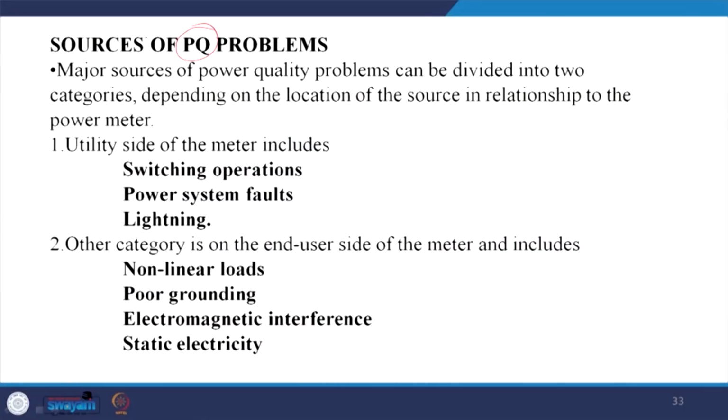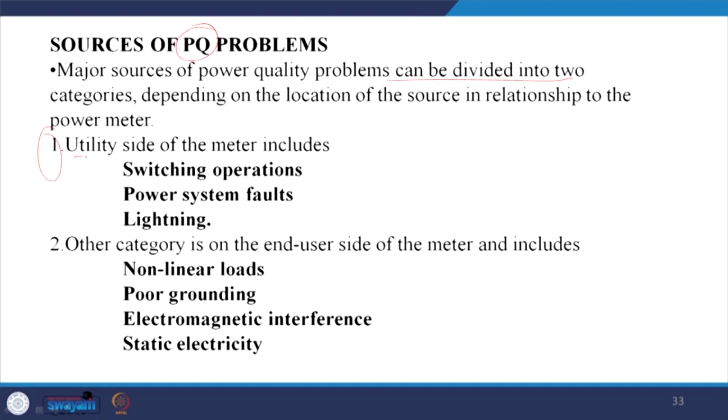Now, let us come to the real problem. We have been discussing the different modes of operation and other issues. Now we will talk about the PQ problem, that is, the real power and reactive power problem. The major sources of power quality problems can be divided into two categories depending on the location and the source in relationship to the power meter.